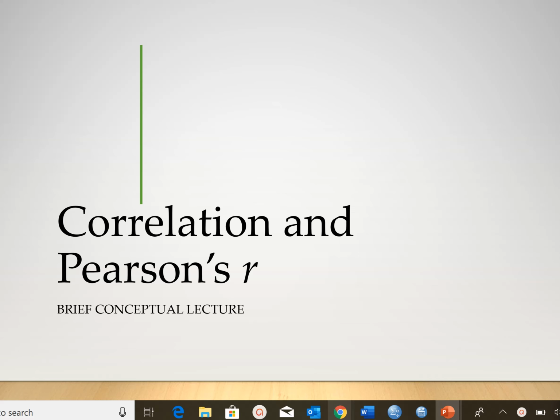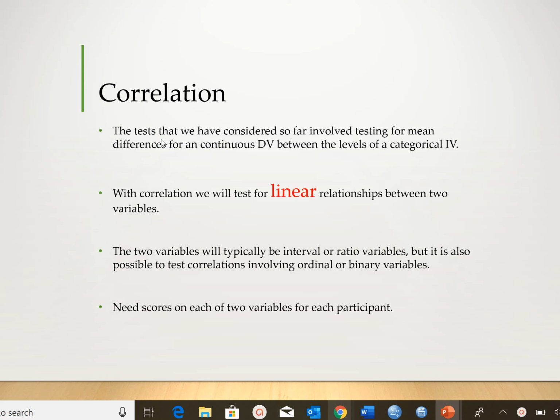Right, in this mini lecture, we're going to talk a bit about correlation, and in particular Pearson's r, which is the most common measure of correlation, so we'll focus on that. Correlations basically test the relationship between two variables. Bivariate correlation is simply a measure of the direction and strength of the linear relationship between two variables.